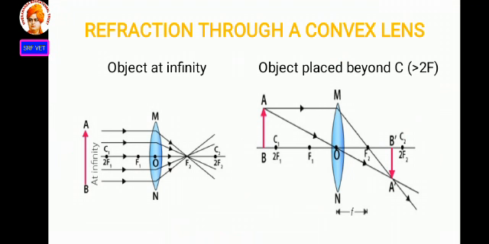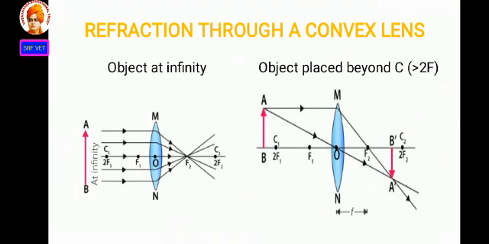Object is placed at infinity, the real image is formed. Real image means the image can be captured on the screen, that is a real image. So the real image is formed at the principal focus. Size of the image is smaller than the object. Next, object placed beyond C.